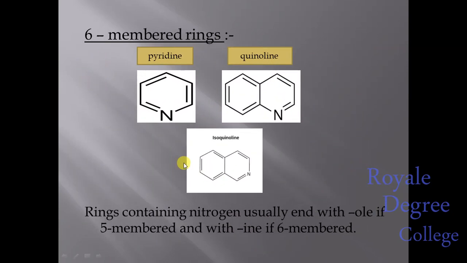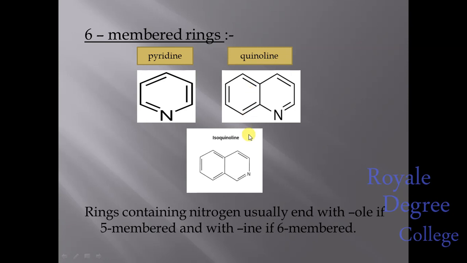Next is the 6-membered ring. One example is pyridine, in which the heteroatom is nitrogen, and another one is quinoline, where the heteroatom is nitrogen. Here in the case of quinoline, which is a 6-membered ring, how we are giving the numbers to the ring: the nitrogen where it is present is the first position, then this one second, third, fourth, fifth, sixth. Okay, a 6-membered ring with the heteroatom nitrogen attached to the benzene ring is named quinoline.